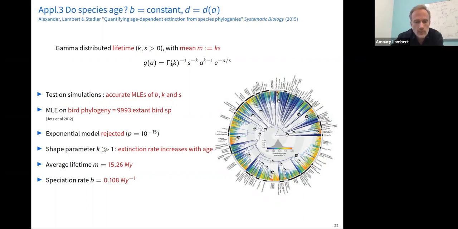The exponential model is rejected with a large statistical support. And so the extinction rate depends on age. And because the shape parameter was actually estimated to be much larger than 1, it means that the extinction rate increases with age, suggesting that species do age. In passing, we estimated the average lifetime of species to be approximately 15 million years, and that each species gave on average birth to another species every 10 to the 5 years, 0.1 million years.